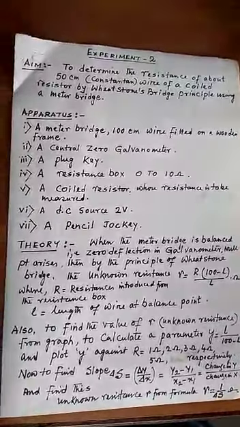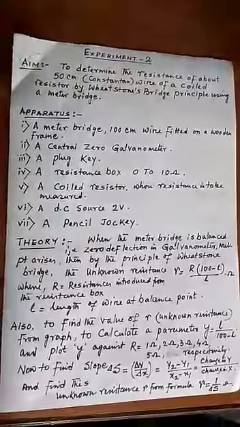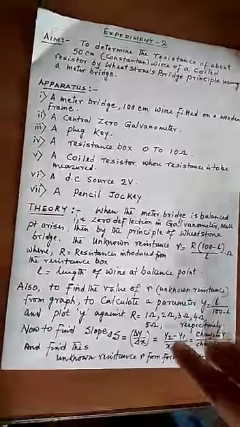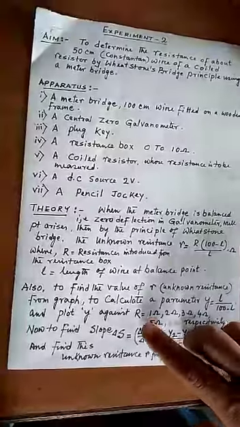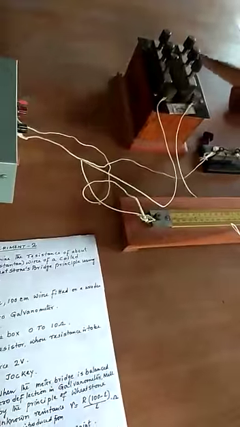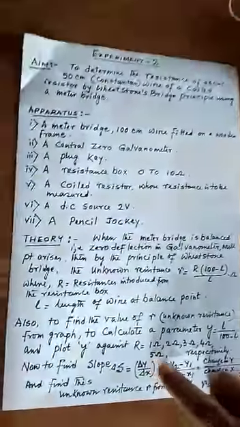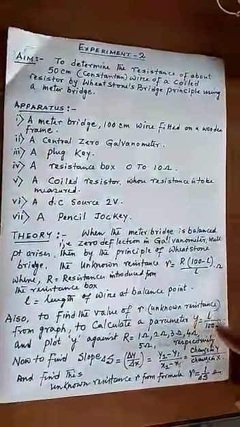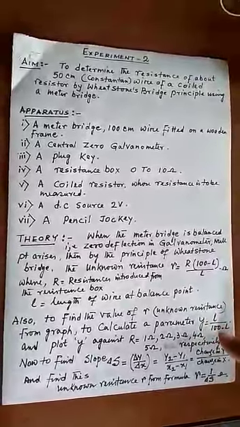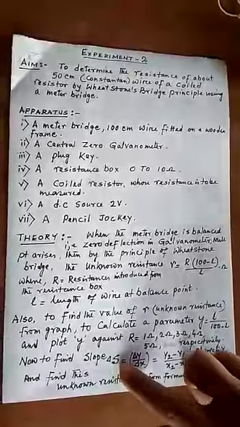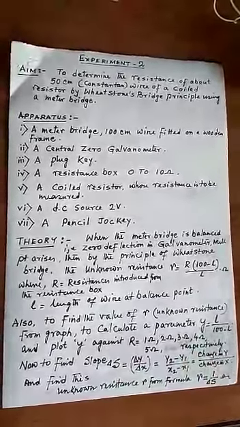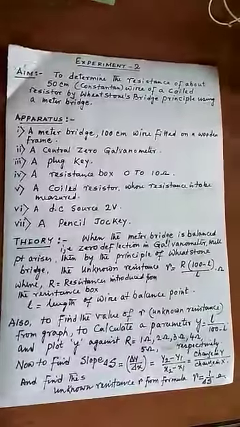And also we will find the value of r by taking a graph against R. What is R? The resistance lifted from the resistance box, and this parameter, this is the calculated portion, y equals l by 100 minus l. And from this slope and using this formula, we can find out also the value of r.